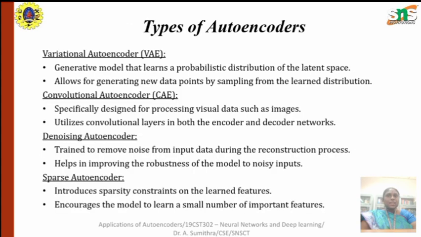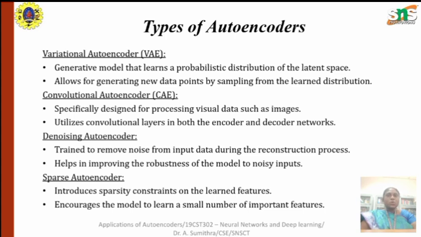We have various types of autoencoders like vanilla autoencoders, sparse autoencoders, denoising autoencoders, variational autoencoders, convolutional autoencoders, and so on. The vanilla autoencoder, which is a fully connected autoencoder, consists of fully connected layers in both the encoder and the decoder. Vanilla autoencoders are the simplest form of autoencoders and can be used for various tasks such as dimensionality reduction and feature learning.